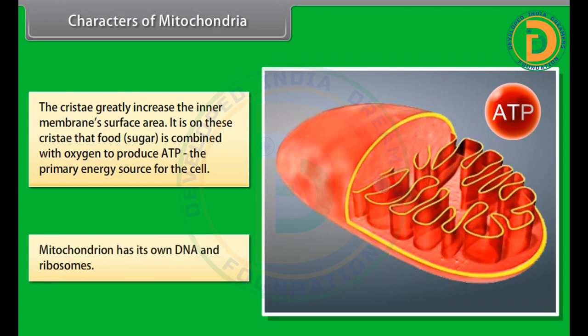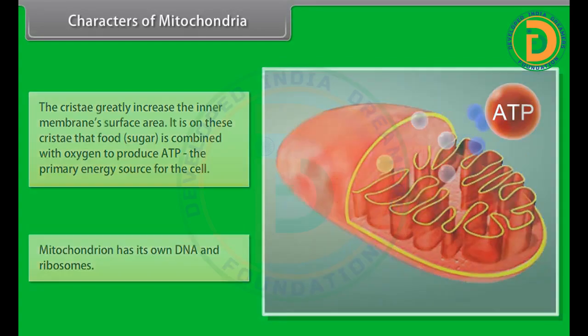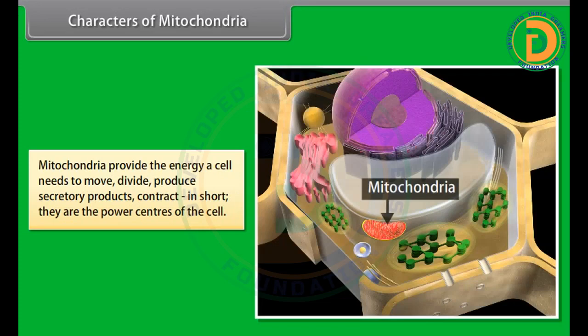Mitochondria has its own DNA and ribosomes. Mitochondria provide the energy a cell needs to move, divide, produce secretory products, contract. In short, they are the power centers of the cell.